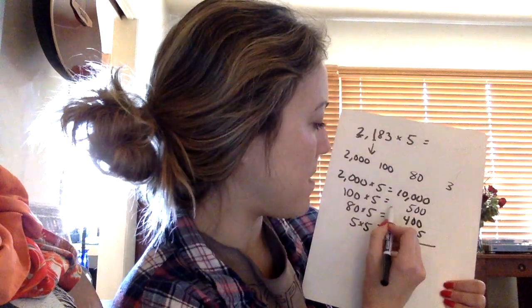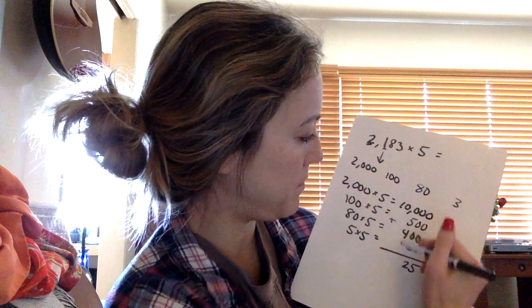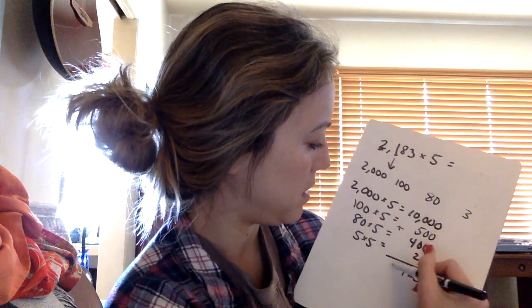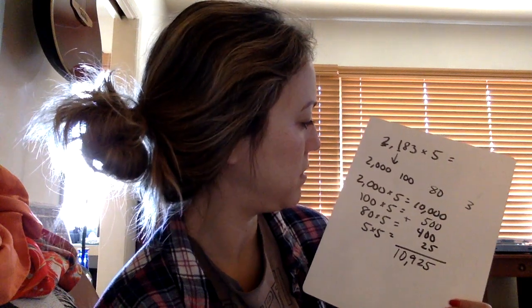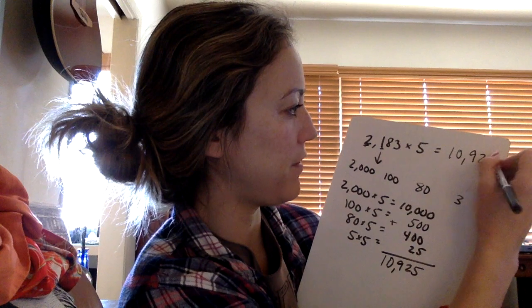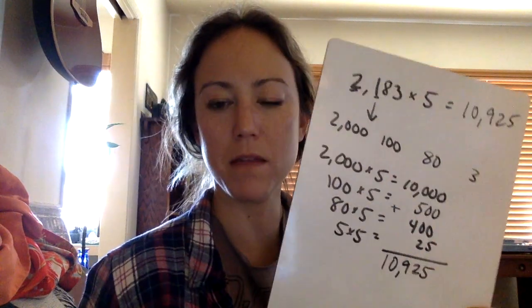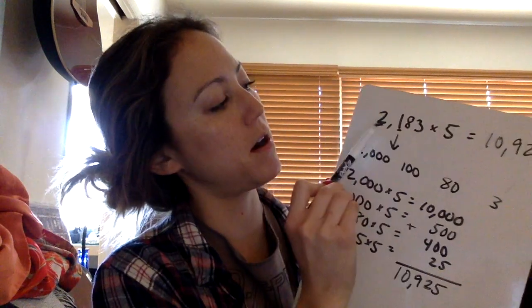So now we can add them all together, right? The ones column, the tens column, the hundreds column, the thousands column, and the 10,000s column. So this is 10,925. Okay, mathematicians, so when you're working today, your first step is to break apart the bigger number and write it in expanded form, right?